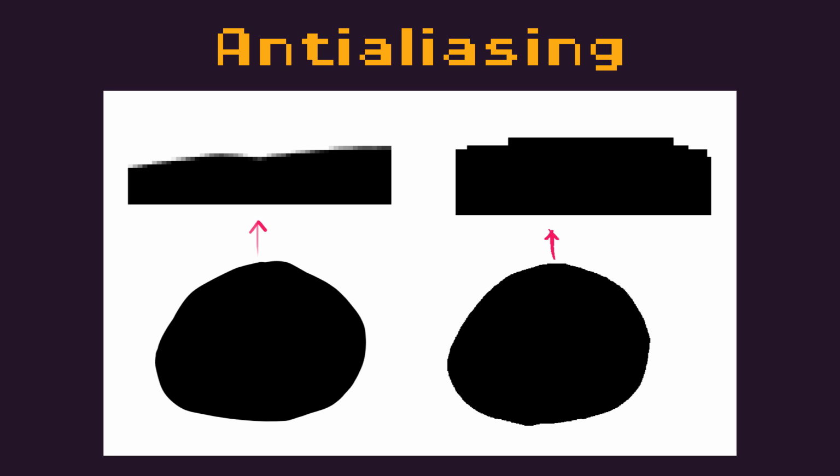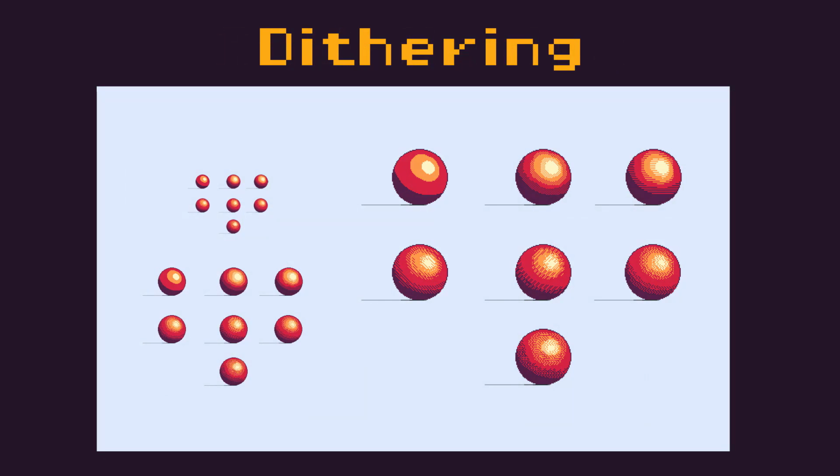The shape on the left has anti-aliasing, the one on the right doesn't have anti-aliasing, therefore it looks a little bit harsh. In general, when you are making pixel art, you won't be using anti-aliasing, and when you do, it is handmade. The second concept is dithering.